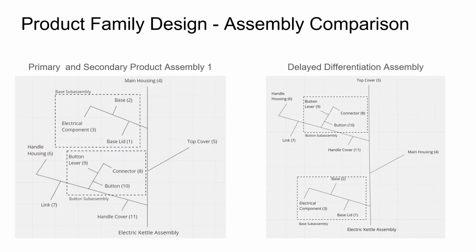The diagram on the left shows our chosen assembly sequence for our primary and secondary products. We were tasked with delaying the differentiation and assembly between our primary and secondary products. We identified that the only way to do that was to delay the introduction of the main housing unit. There's the possibility to even delay differentiation further between our product variants by delaying the introduction of the main housing unit even further.